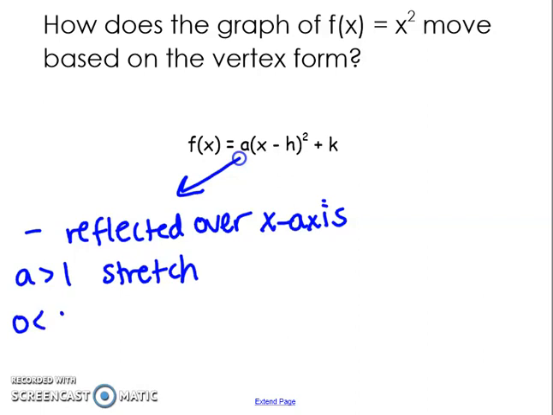If the a value is between 0 and 1, meaning that it's some fraction or decimal between 0 and 1, this means that it's going to be a vertical compression. And what a compression is basically kind of smushing your graph. So if you pushed your graph down, it would get wider. So it appears to be wider. When a is greater than 1, it's stretched, meaning that it's skinnier looking. When a is between 0 and 1, it's a compression, meaning that it's going to appear wider.